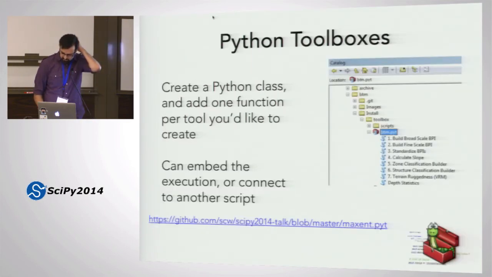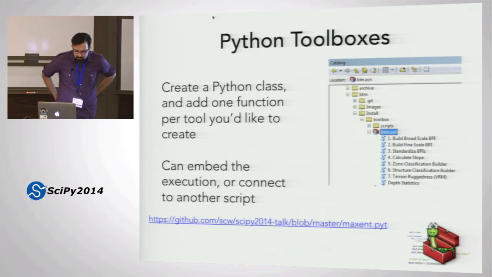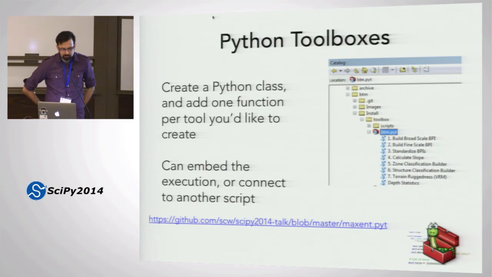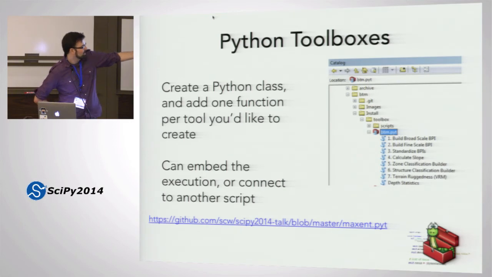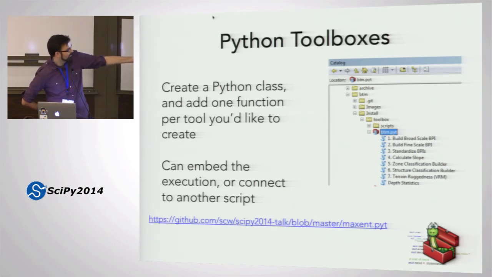So specifically, these Python toolboxes, basically you're creating a Python class for each tool you want to have in the toolbox. So in this example here, there's 8 tools. So that would be basically one Python class for the overall PYT, and then one additional Python class for each of those tools that I have inside of that toolbox.